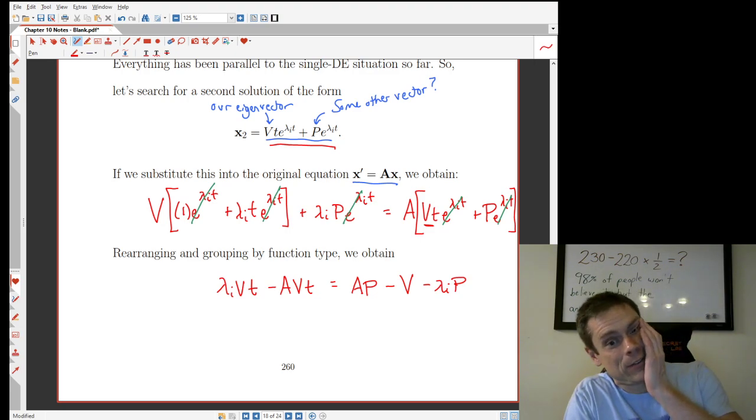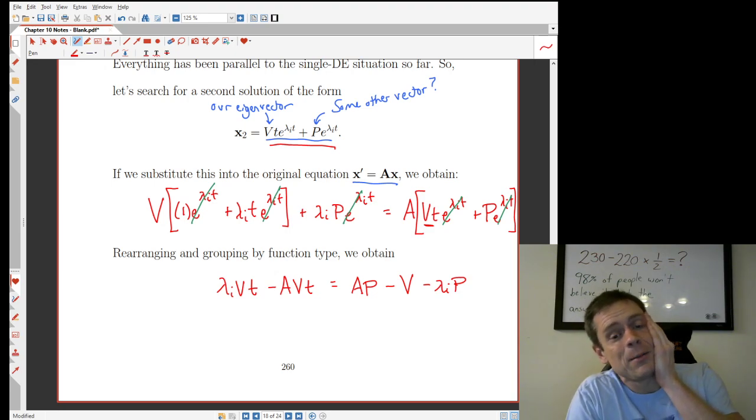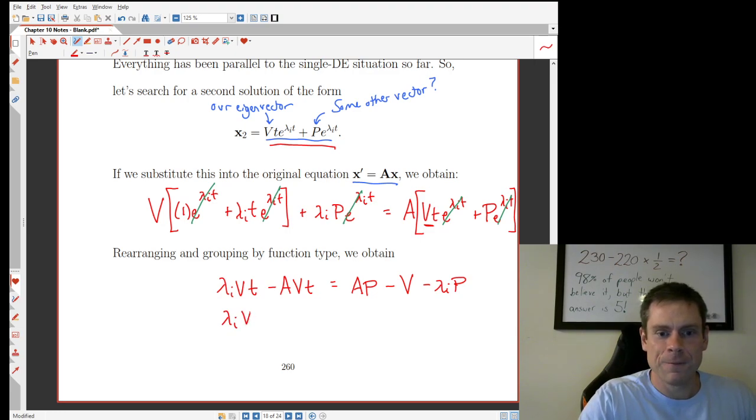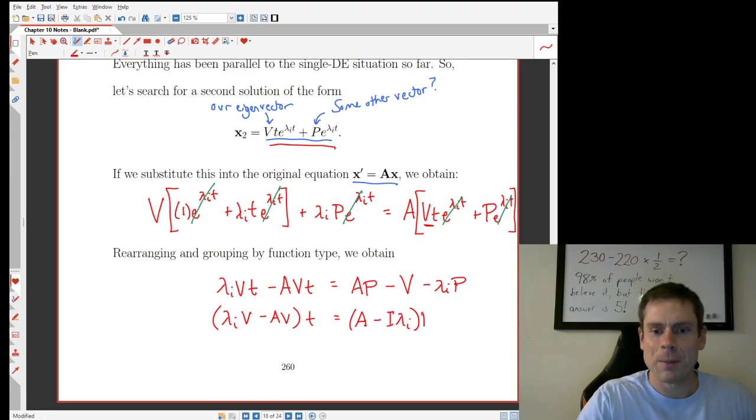All right, so I need to figure out what to do with this, and it seems like it would make some sense to factor out the t on the left. So lambda I v minus Av, I'm going to factor out t here. And at the same time, maybe I'll bring over the p and factor that out as well. So A minus lambda I, factoring out the p right there. I still have this minus v over here.